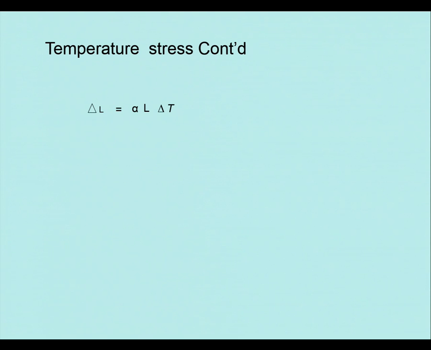So delta L is equal to alpha L delta T. Alpha is the coefficient of thermal expansion, linear expansion. Delta T is your increase in temperature. Alpha is your coefficient of thermal expansion. And therefore the apparent strain is delta L over L.